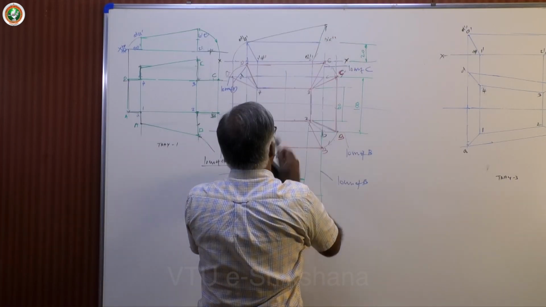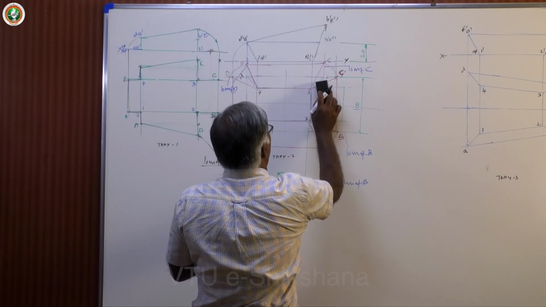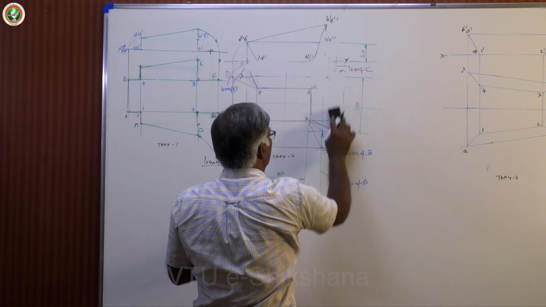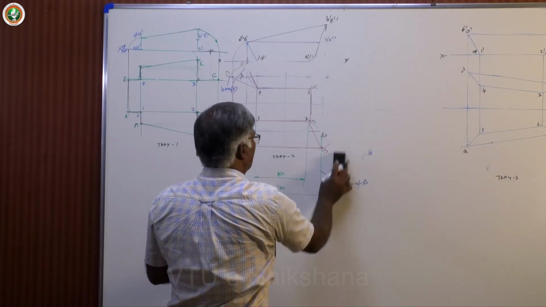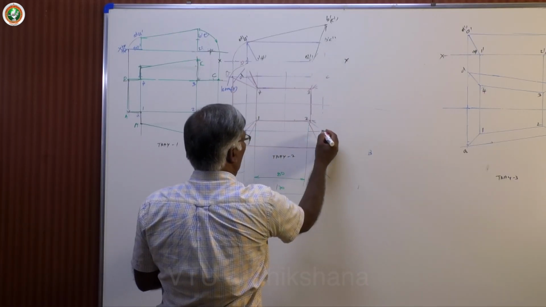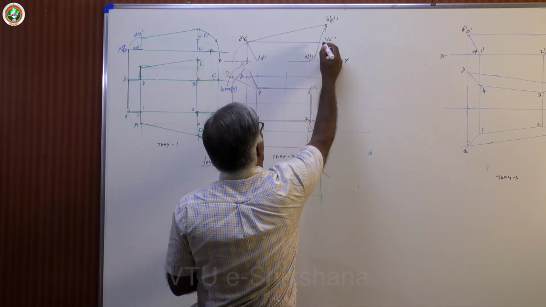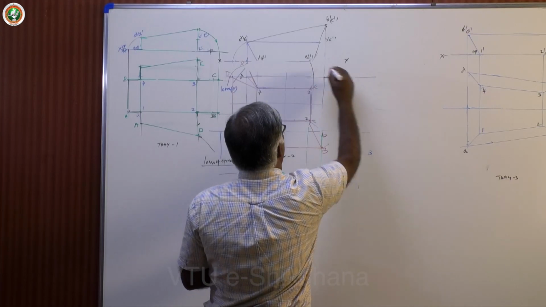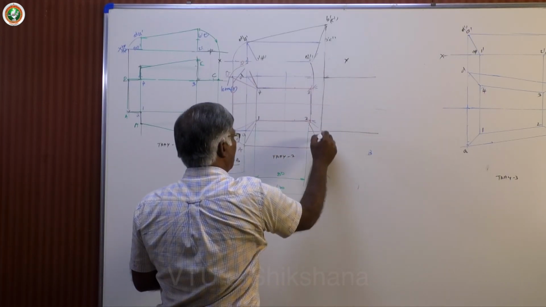Okay, this becomes B dash C dash. Okay, now the corresponding one will also change. Okay, the top view remains the same, no problem. The only thing is you are supposed to get the same for the same top view. I have maintained the same distance, and these are the locus. Only this here will change.